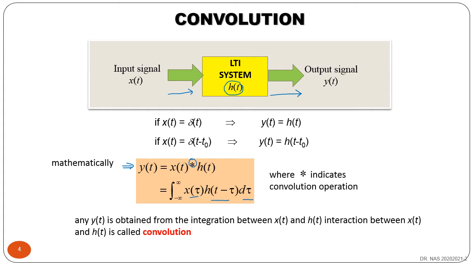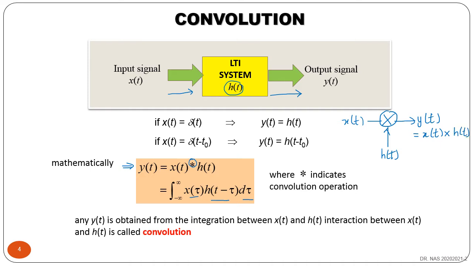Please make sure that when you have an input to an LTI system, the two signals are convolved, not multiplied. If you have x(t) being multiplied with another signal, for example h(t), and this one is y(t), the output signal, then y(t) is basically equal to x(t) multiplied with h(t).